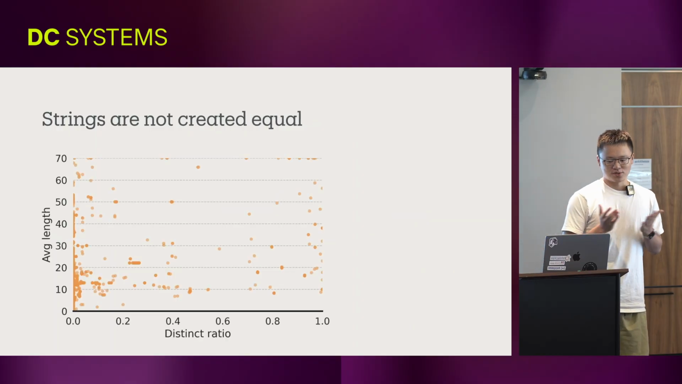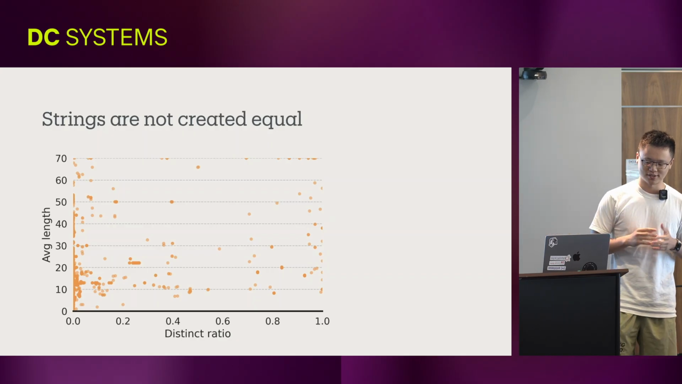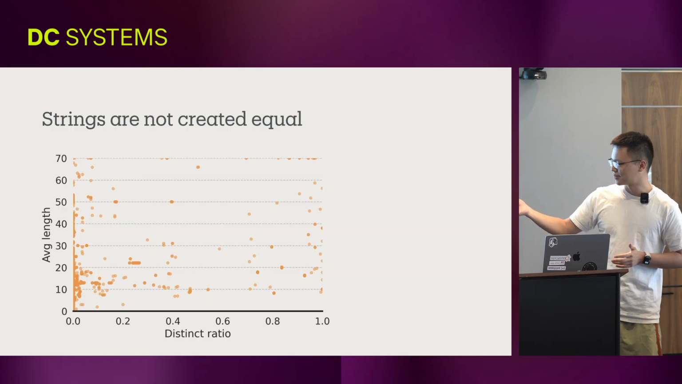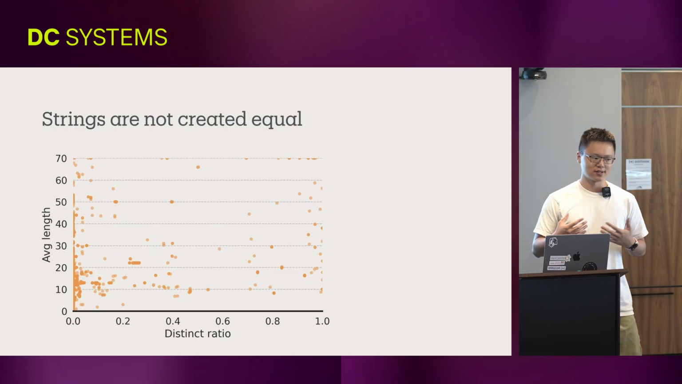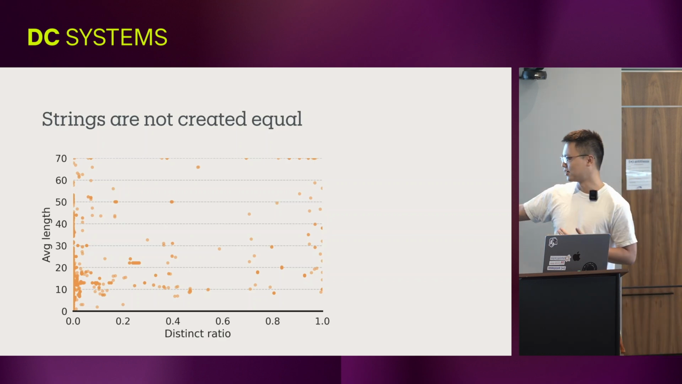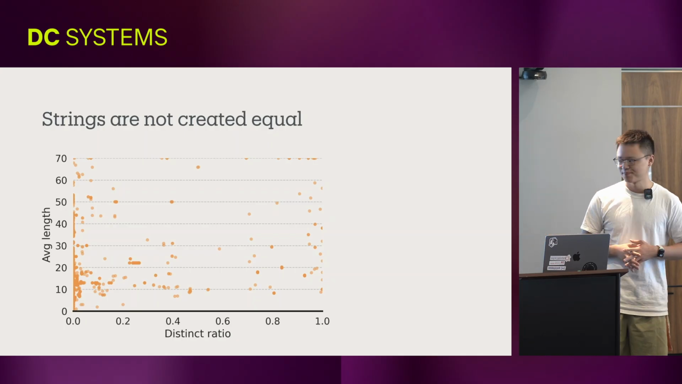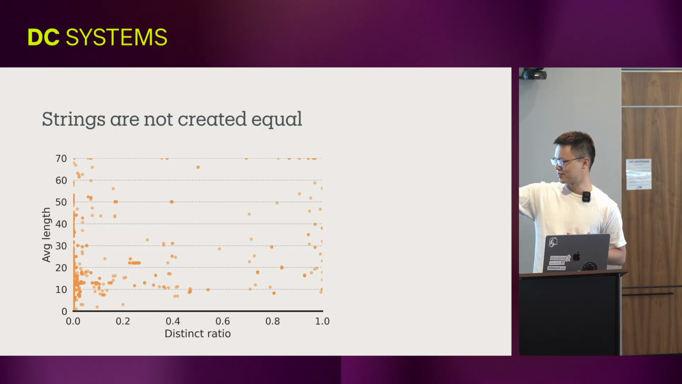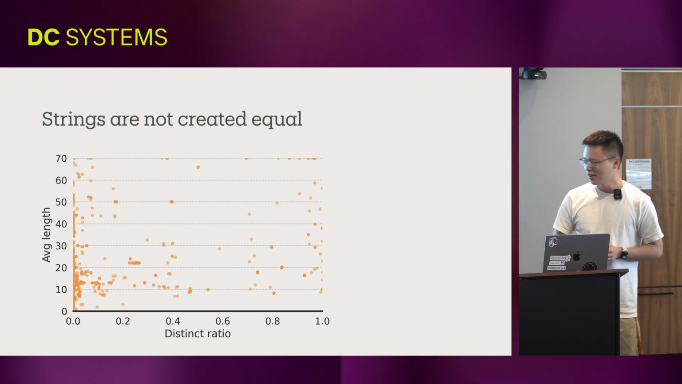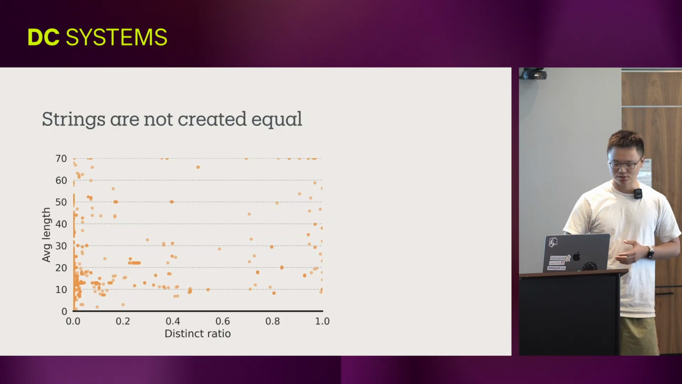But strings are not created equal. Here are what we think are the two most important aspects of strings. On the x-axis is the distinct ratio, which measures how many distinct strings there are in a string column. If the distinct ratio is 1, every string in the column is unique. On the other hand, if the distinct ratio is low, the string column is very repetitive. On the y-axis is the average length of a string in the column.